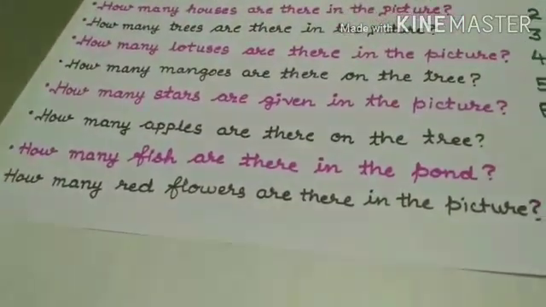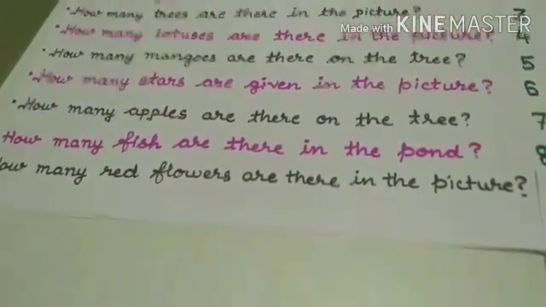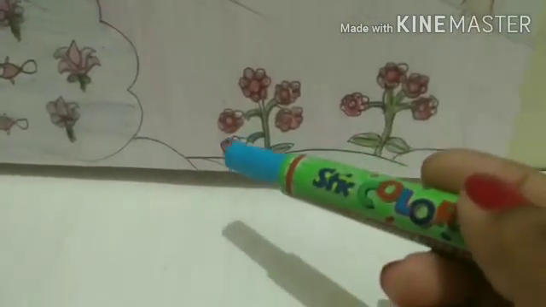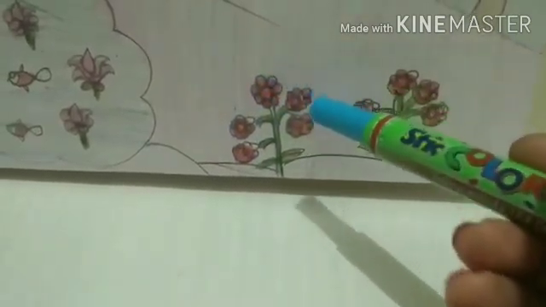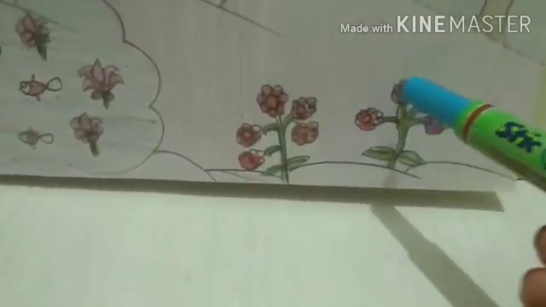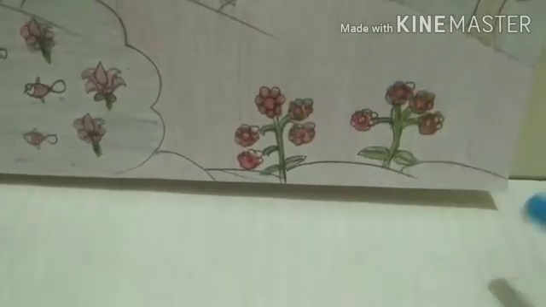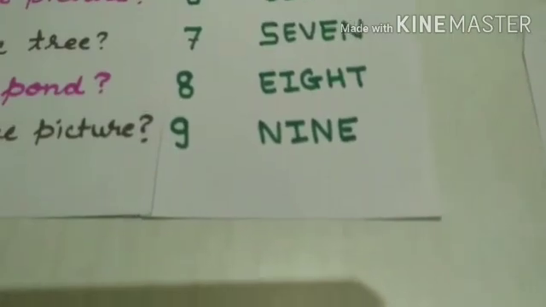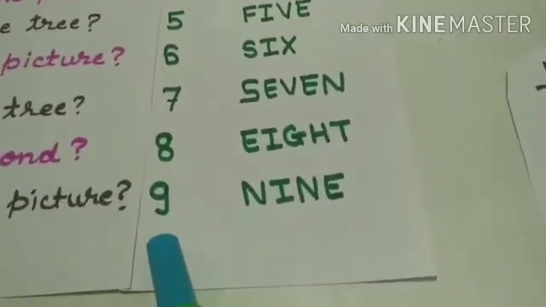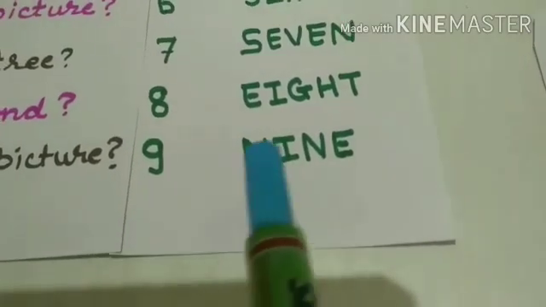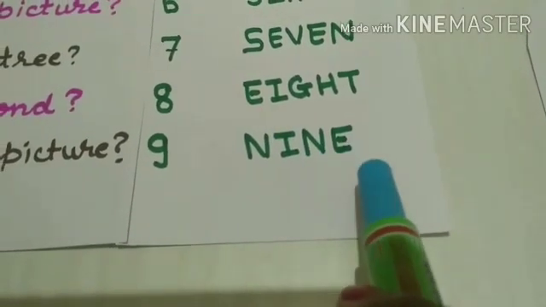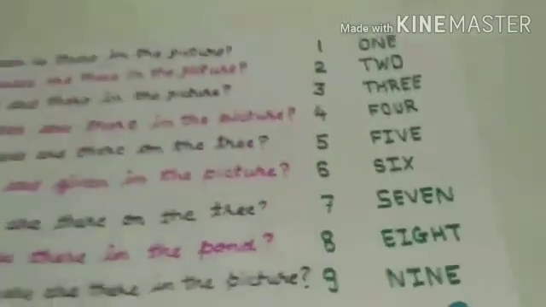How many red flowers are there in the picture? Can you see the red flowers? Let's count with me. 1, 2, 3, 4, 5, 6, 7, 8, 9. Total 9 red flowers are there. So how to write 9? Like this. And what is the spelling of 9? N-I-N-E, 9.